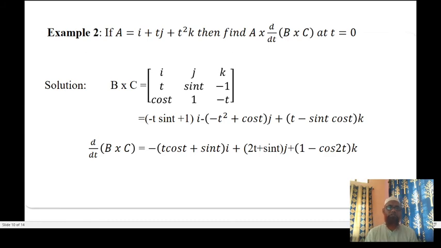Next example. If a equals i plus t j plus t square k, then find a cross d by dt of b cross c at t equal to 0. So solution: first we find b cross c, then its derivative, then a cross d by dt of b cross c. So start with b cross c. By the definition, b cross c is a third order determinant. So the first row is i, j, k. Second is the coefficients of i, j, k in vector b.